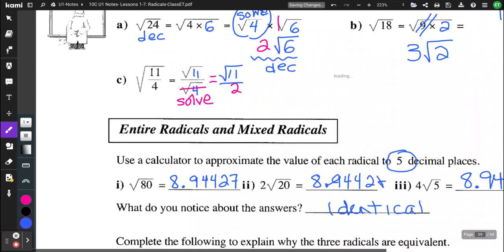Whoa, what happened? It zoomed in by accident here. Let's just unzoom it.